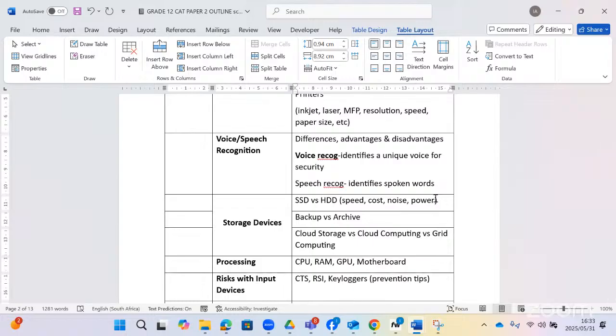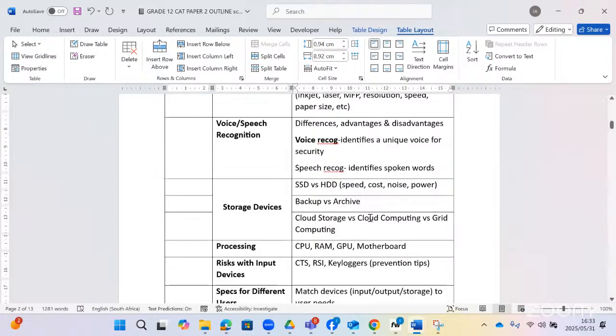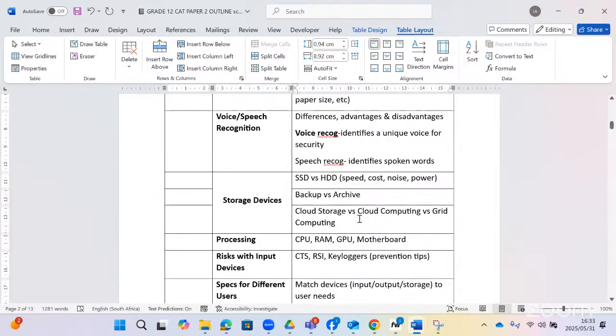Then backup versus archive. So backup is making copies, and archive is static, mostly for future use, but a backup mostly for temporary, in case there is an emergency or you accidentally delete it, then you can go for that file. Now, how do you make backup? Through cloud storage or through external devices and others.